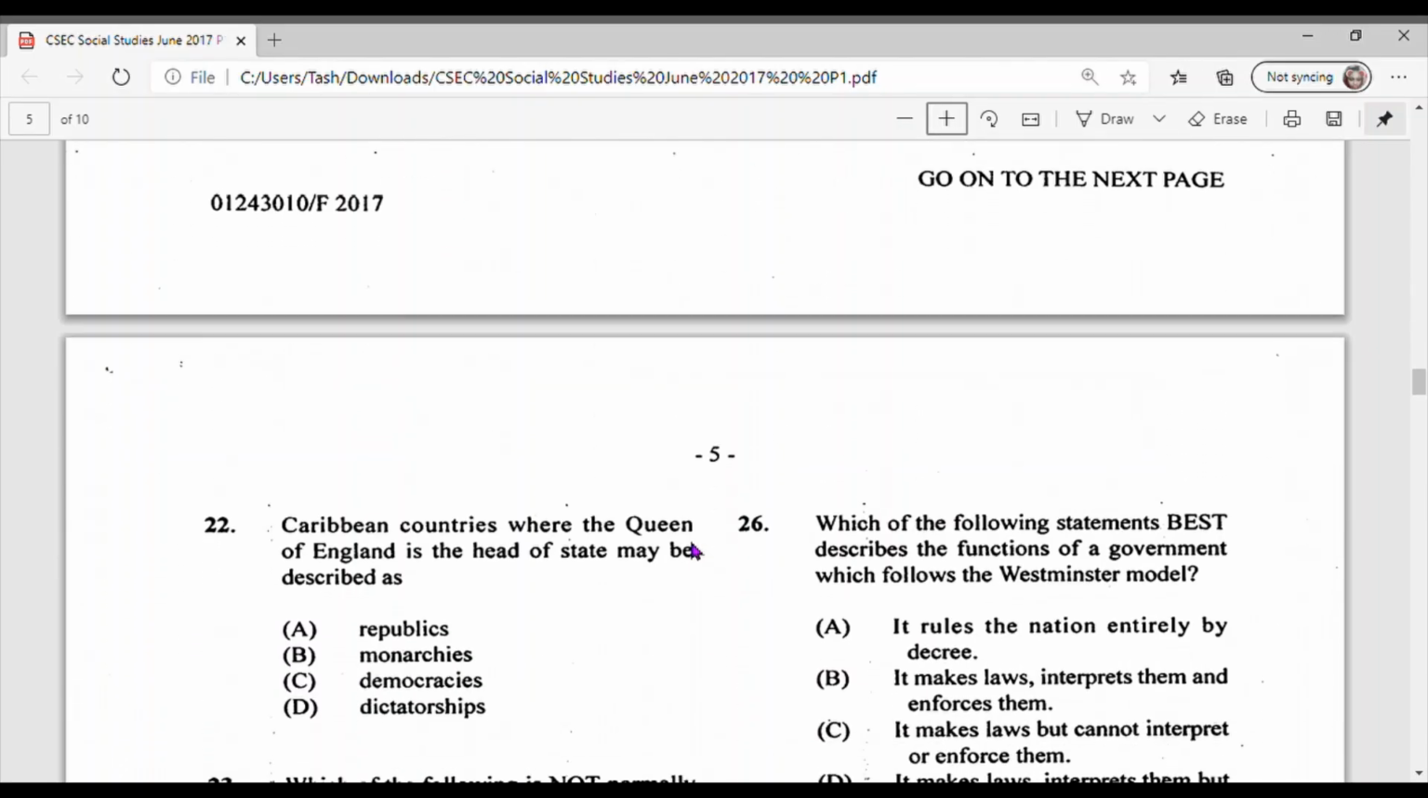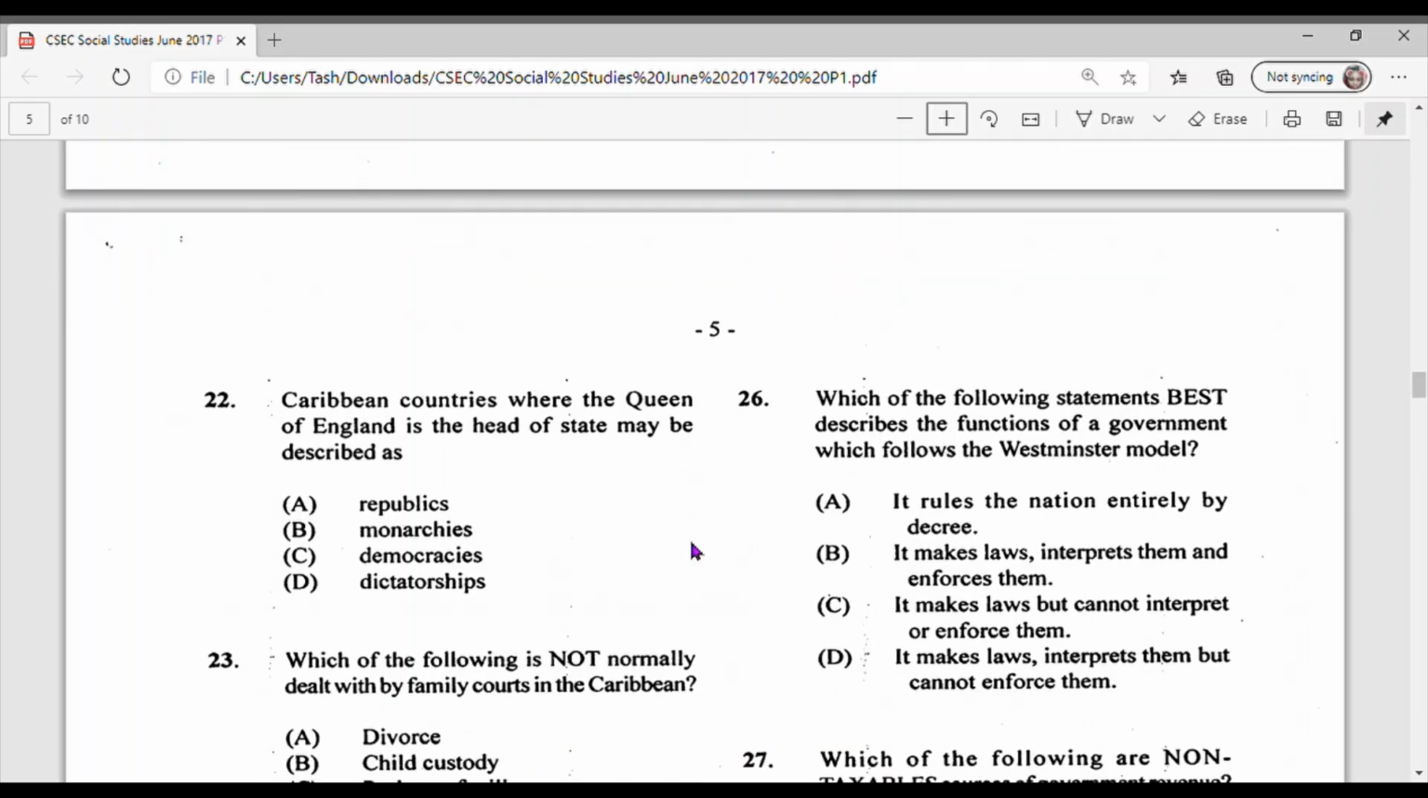Number 22, Caribbean countries where the Queen of England is the head of state may be described as monarchies. So the options are A, republics, B, monarchies, C, democracies, and D, dictatorships. So your answer would have been B for monarchies.